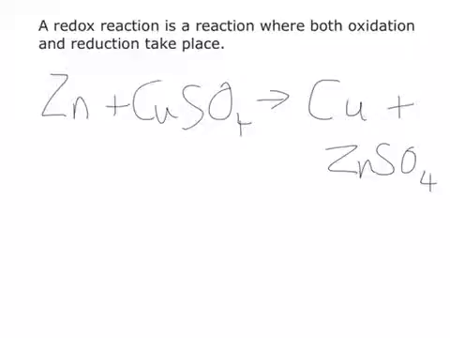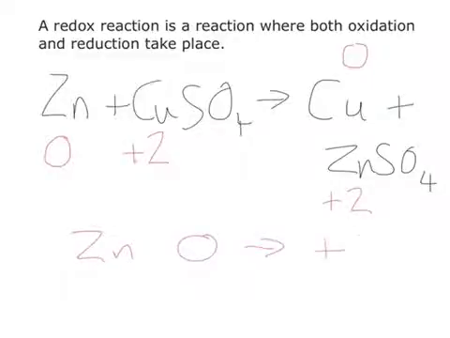If we consider this in more detail, we can have a look at the oxidation states of the different species within the equation. Zinc has an oxidation state in its element form of 0. Copper has an oxidation state of +2. Remember, when you're doing oxidation states, the sign has to come before the number. On the other side, your products, copper has an oxidation state of 0 and zinc now has an oxidation state of +2.